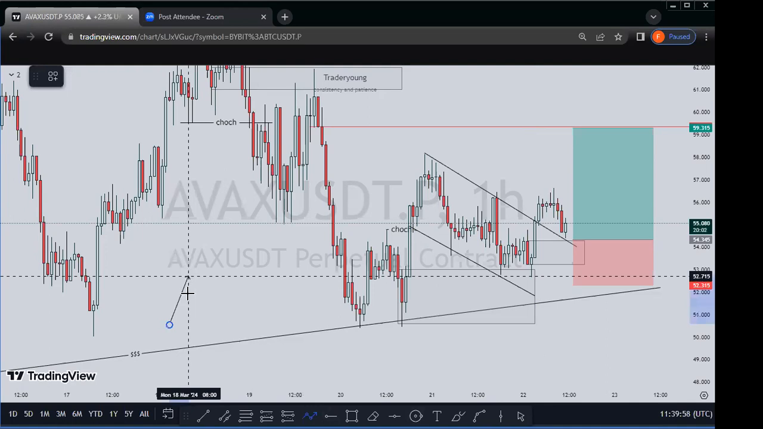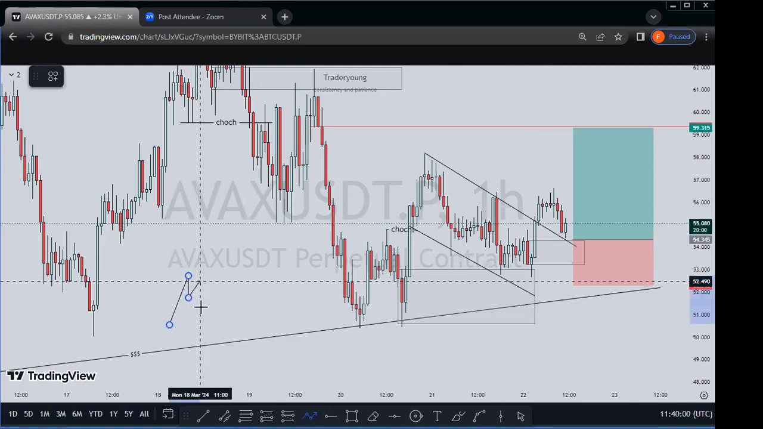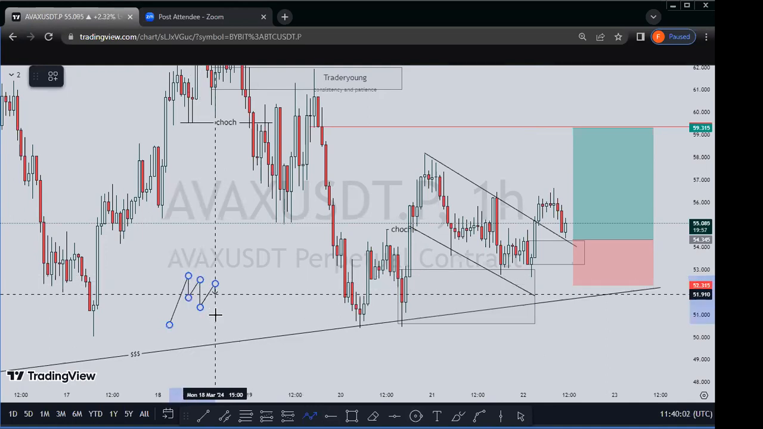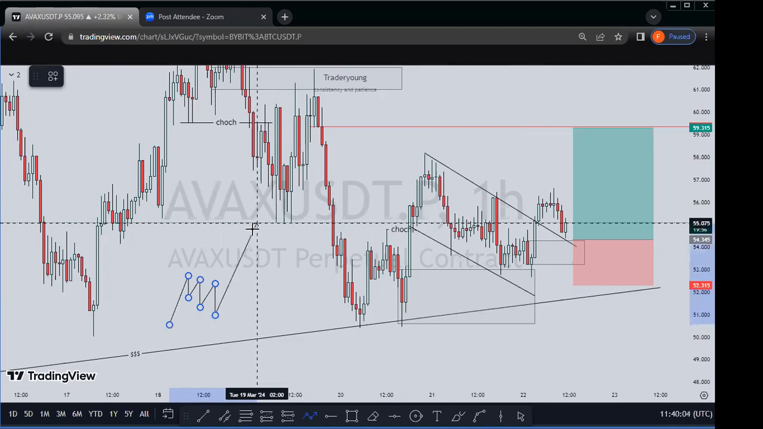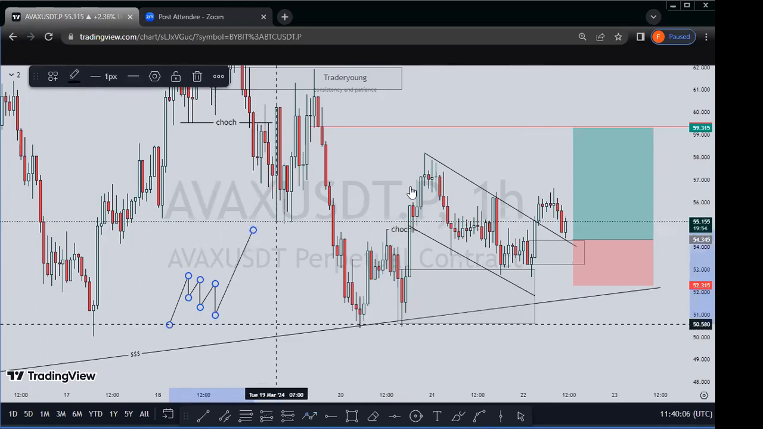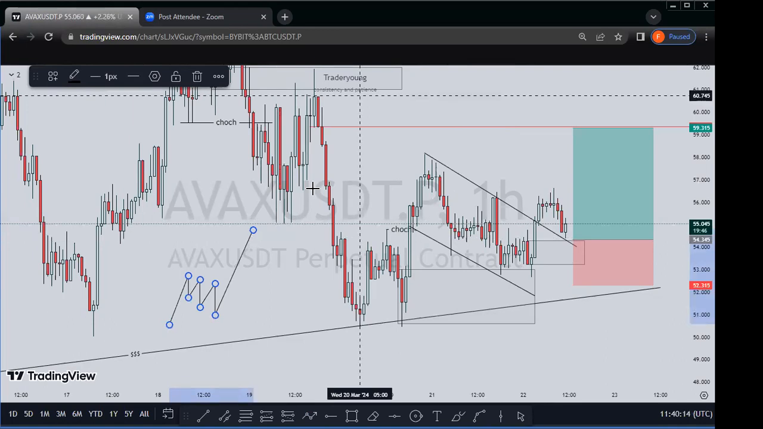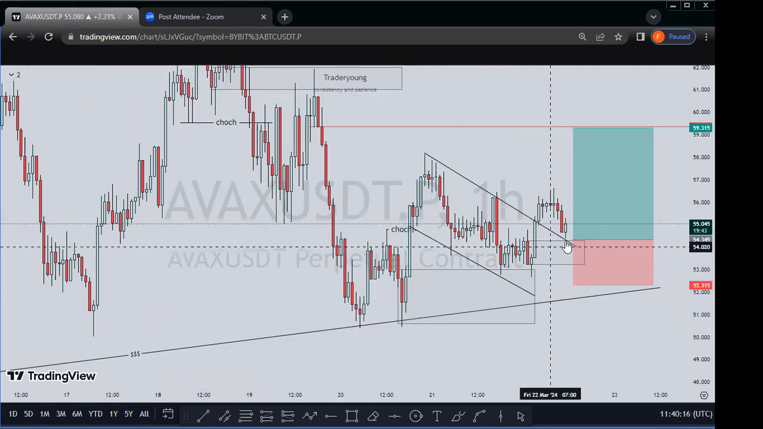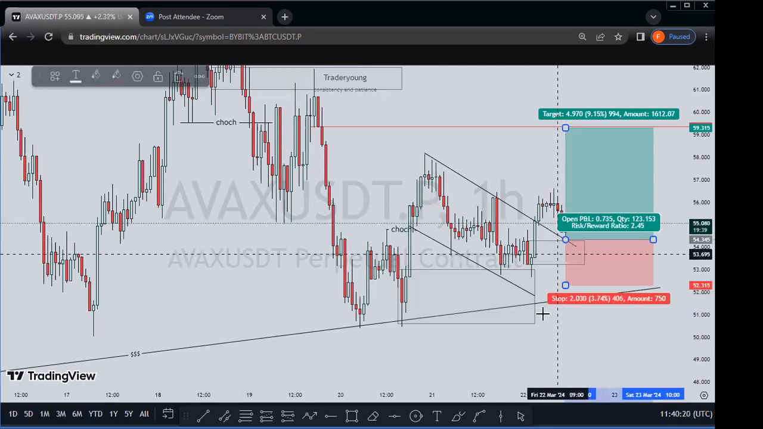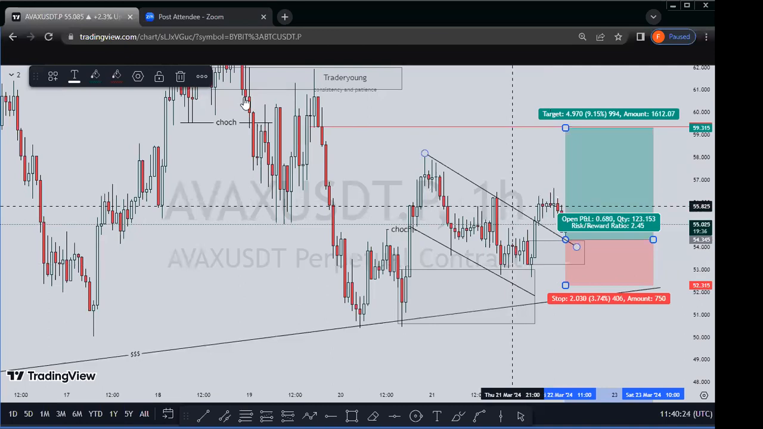Something like this. You see price do something like this and boom, head up. Some people call it rally base rally, something like that. I don't really use all those terms. So I'll be looking to catch some buys at this level. Price didn't tap, but I'll be looking at this level to enter a buy.